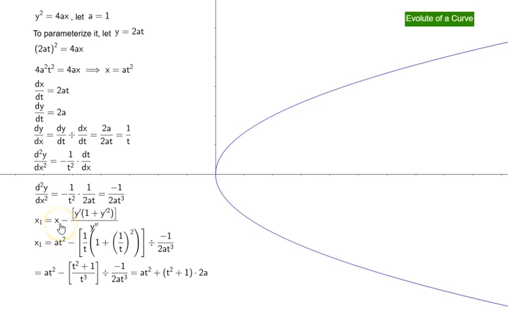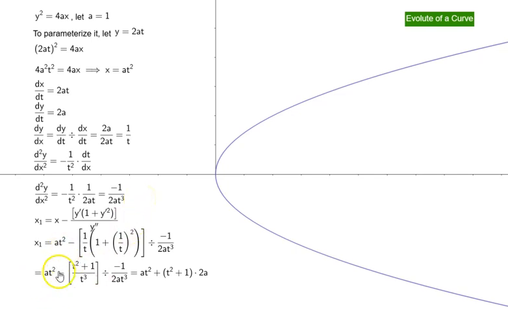x1 is equal to x, which is at square, minus y prime. y prime is dy by dx, which is 1 by t. Times 1 plus y prime square, so 1 by t square, divided by the second derivative, which is minus 1 by 2at cube.